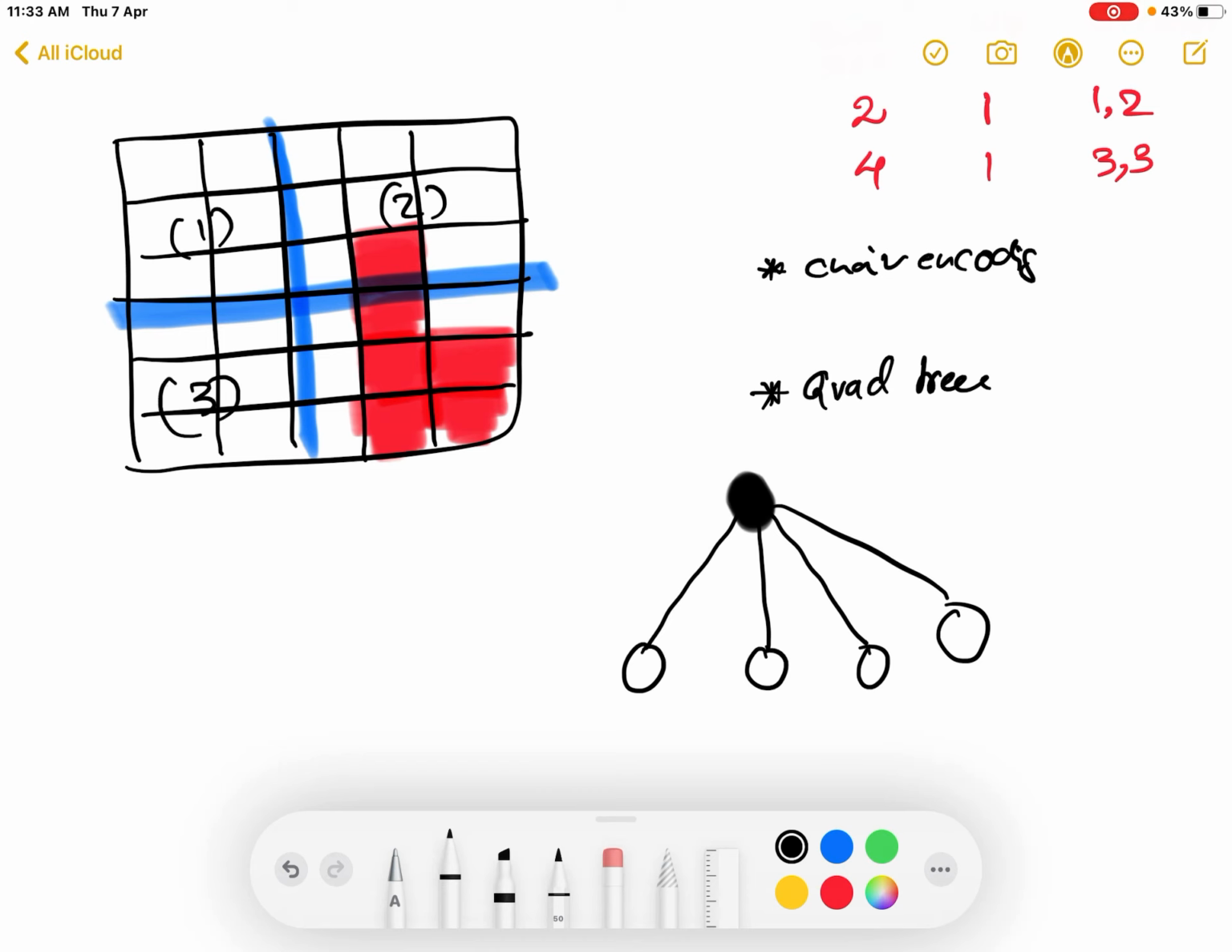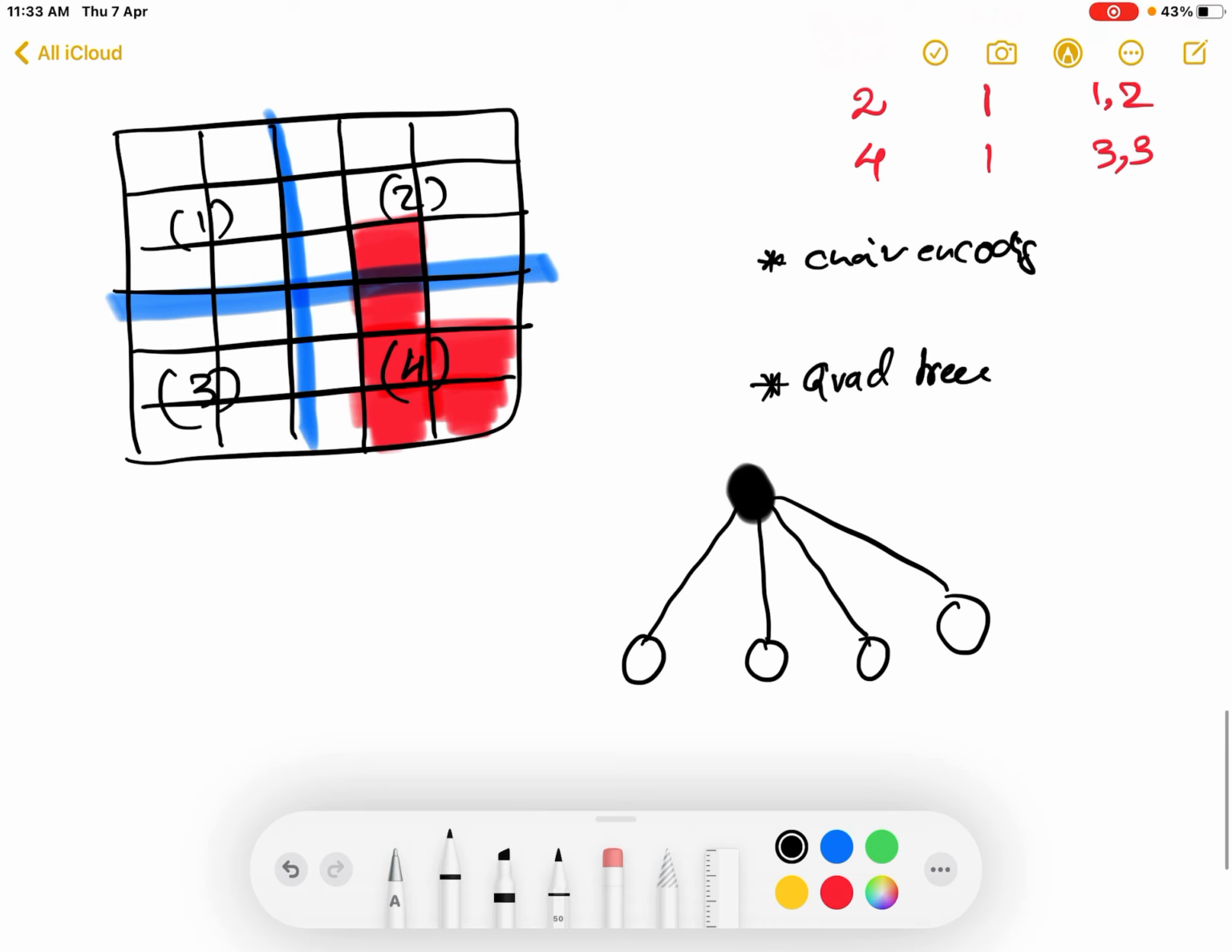1, 2, 3, and 4. This is 1, this is 2, 3, and 4. So you can see that 1 is empty, 2 is partly empty, right? So we have to divide number 2 again. There is actually a slight problem in this because we cannot really completely split, but in real life it will be completely splittable.